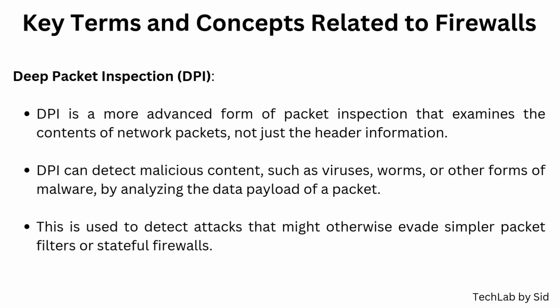Deep Packet Inspection, or DPI. DPI is a more advanced form of packet inspection that examines the contents of network packets, not just the header information. DPI can detect malicious content, such as viruses, worms, or other forms of malware by analyzing the data payload of a packet. This is used to detect attacks that might otherwise evade simpler packet filters or stateful firewalls.